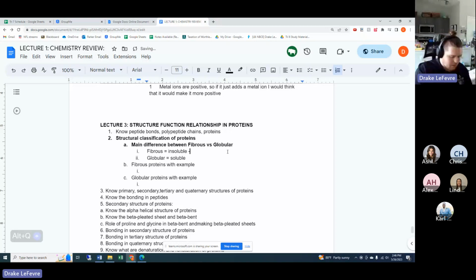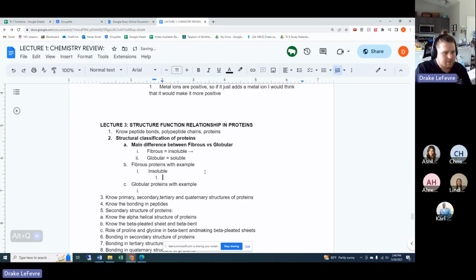Exactly. So if we know that simple fact, we can then think about what the function of these is going to be. So if a fibrous protein is insoluble, why would we want the fibrous proteins to be insoluble?